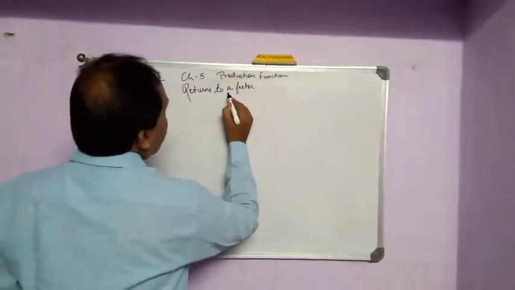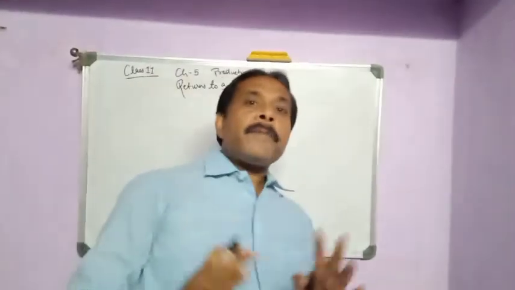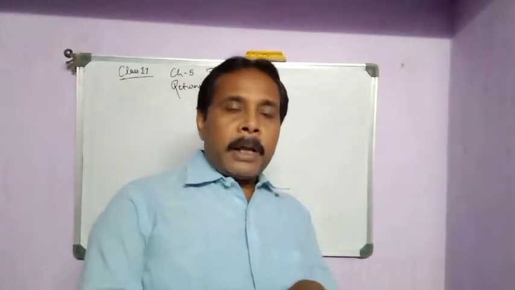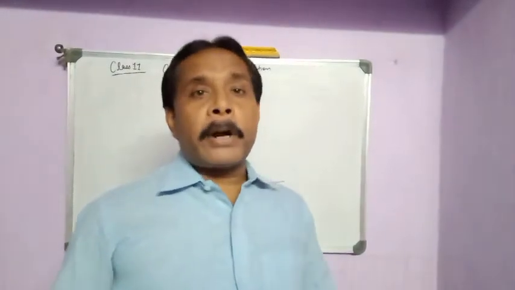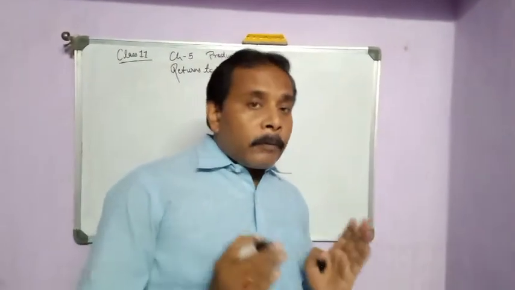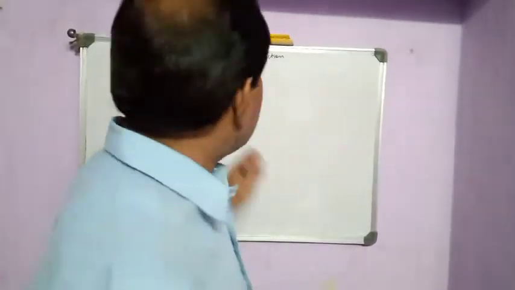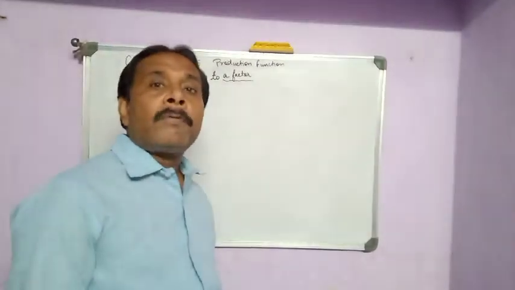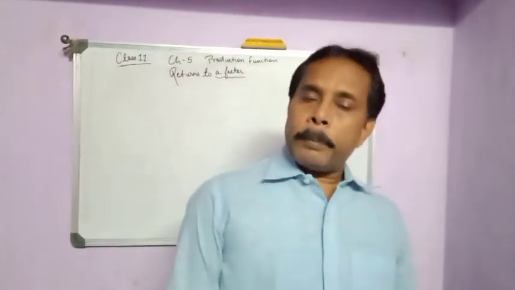So here that is what is written, returns to a factor. So returns to a factor means what? When other factors are constant and only one factor is increased in the production process, the total production is affected: either it will increase, it will decrease, or it will increase at a slow rate. Okay, because the variable factor or a single factor is being applied, it is also known as the law of variable proportion. Its another name is law of variable proportion.